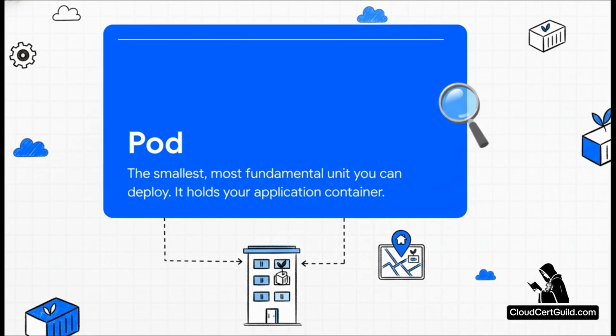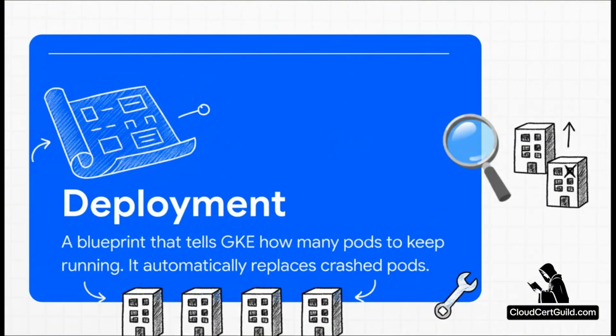Now, your app's code and all its dependencies get bundled up into a neat little package called a container. The pod is what holds that container, giving it its own private space and its own unique address inside the complex. But you don't just manage these apartments one by one. That would be crazy. Instead, you talk to the building manager, and in GKE, that's called a deployment.